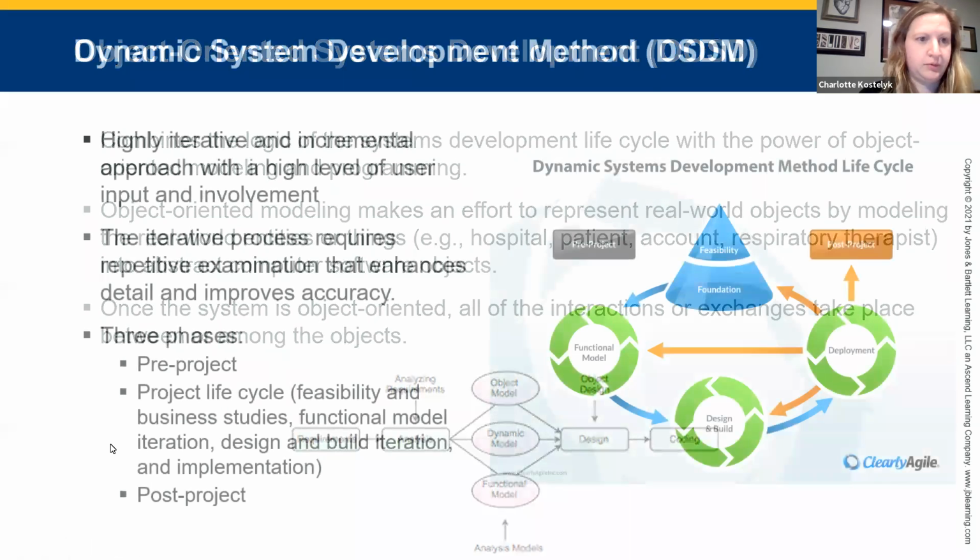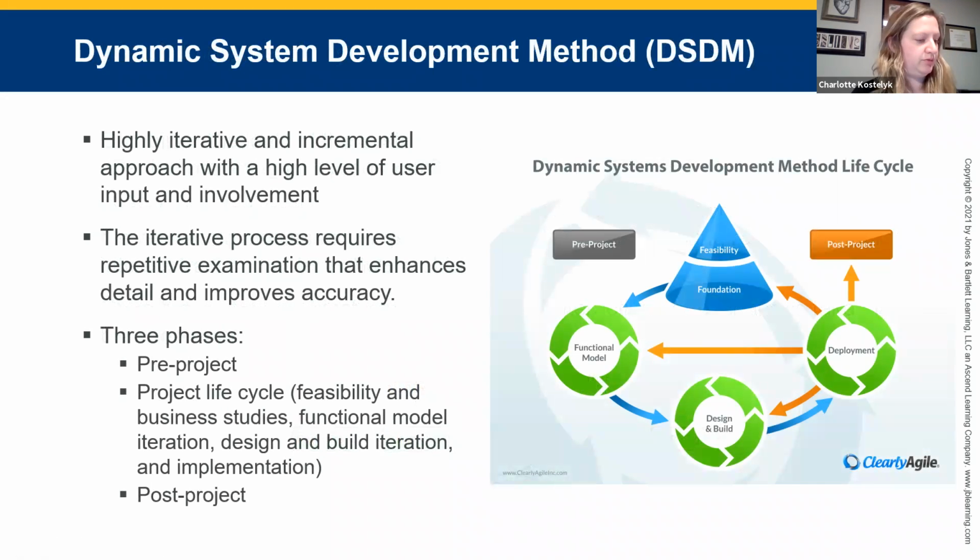Let's go to another one. Dynamic system development. Well, this one also in the name dynamic means that it has a lot of user input, a lot of involvement. So we have 3 phases mostly, so it's very interactive. We have the pre-project phase. And then you have the life cycle in the middle. So the life cycle kind of has 5 different phases.